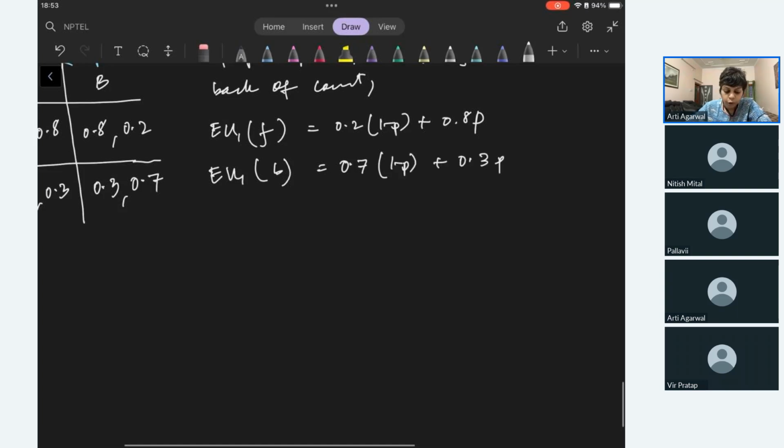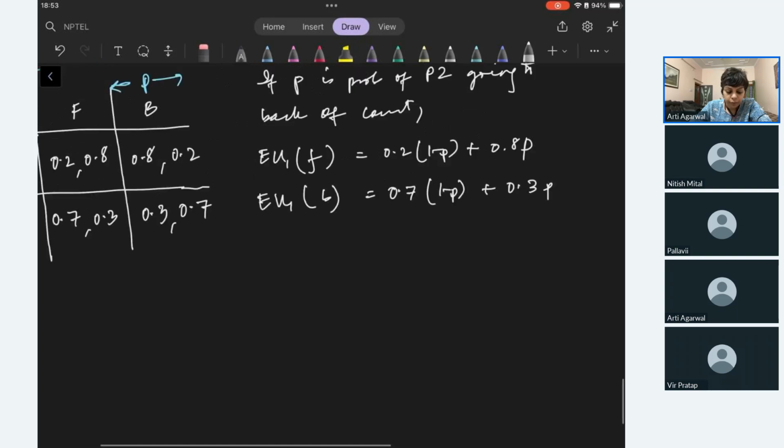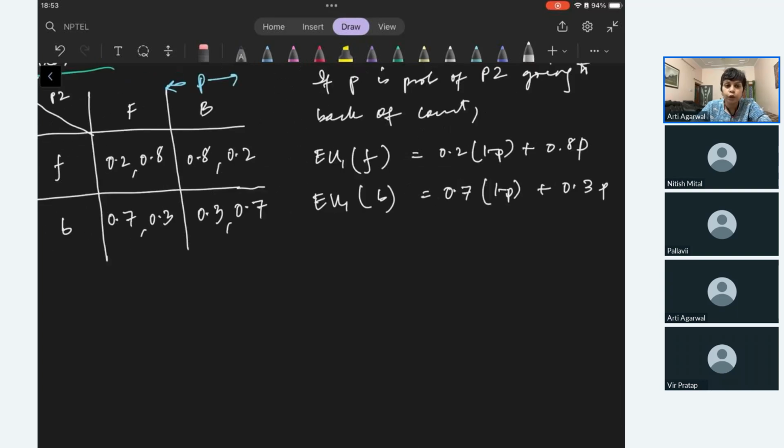Okay, is that clear? Probability of capital F into payoff from capital F, probability of capital B into payoff from capital B. This is for the strategy small f. And for the strategy small b, probability of capital F into payoff from capital F, which is 0.7, probability of capital B into payoff from capital B, which is 0.3. This is what I've written out. This is just basic probability and statistics and calculating expected payoffs.